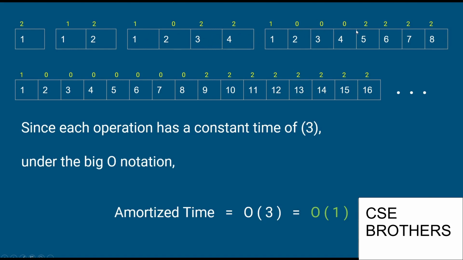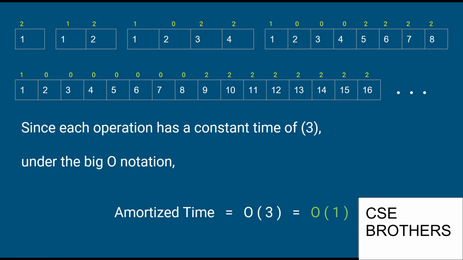So this pattern will be followed for larger arrays from 4 to 8, 8 to 16, 16 to 32, and so on. Since each operation has a constant time of 3, under the big O notation, amortized time will be O of 3, which can be written as O of 1. So this was all about the accounting method.